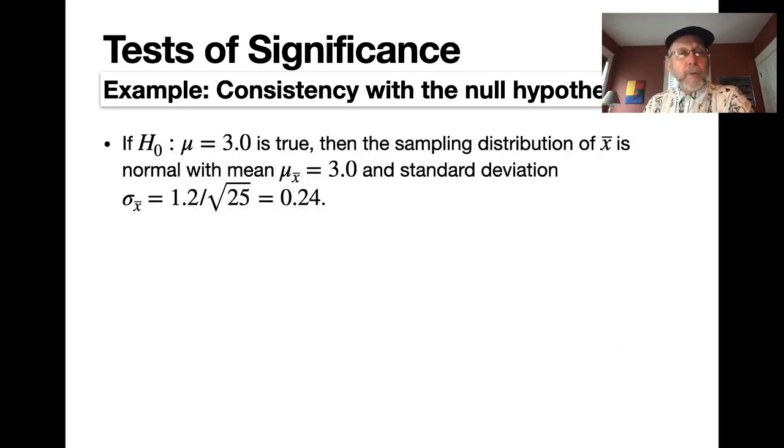Thinking about sampling distributions first, if the null hypothesis is true, then the sampling distribution of X bar is normal with a mean of 3.0 that comes from the null hypothesis, right? And a standard deviation of our population standard deviation, which we're assuming is 1.2, divided by the square root of the sample size. That number turns out to be 0.24.